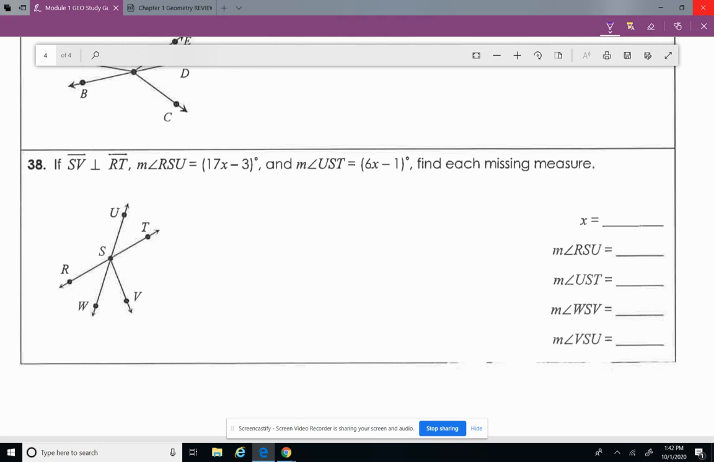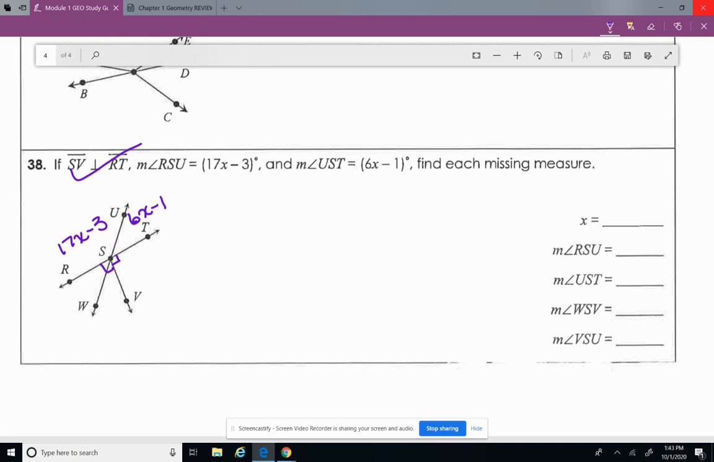All right, if SV is perpendicular to RT, that tells me there's going to be a 90-degree angle right there. So this is 90 and this is 90. Check. If the measure of RSU, and just follow it, RSU, and see which angle they're talking about. That's the easiest way to do it. The measure of angle RSU equals 17x minus 3. And the measure of angle UST is 6x minus 1.